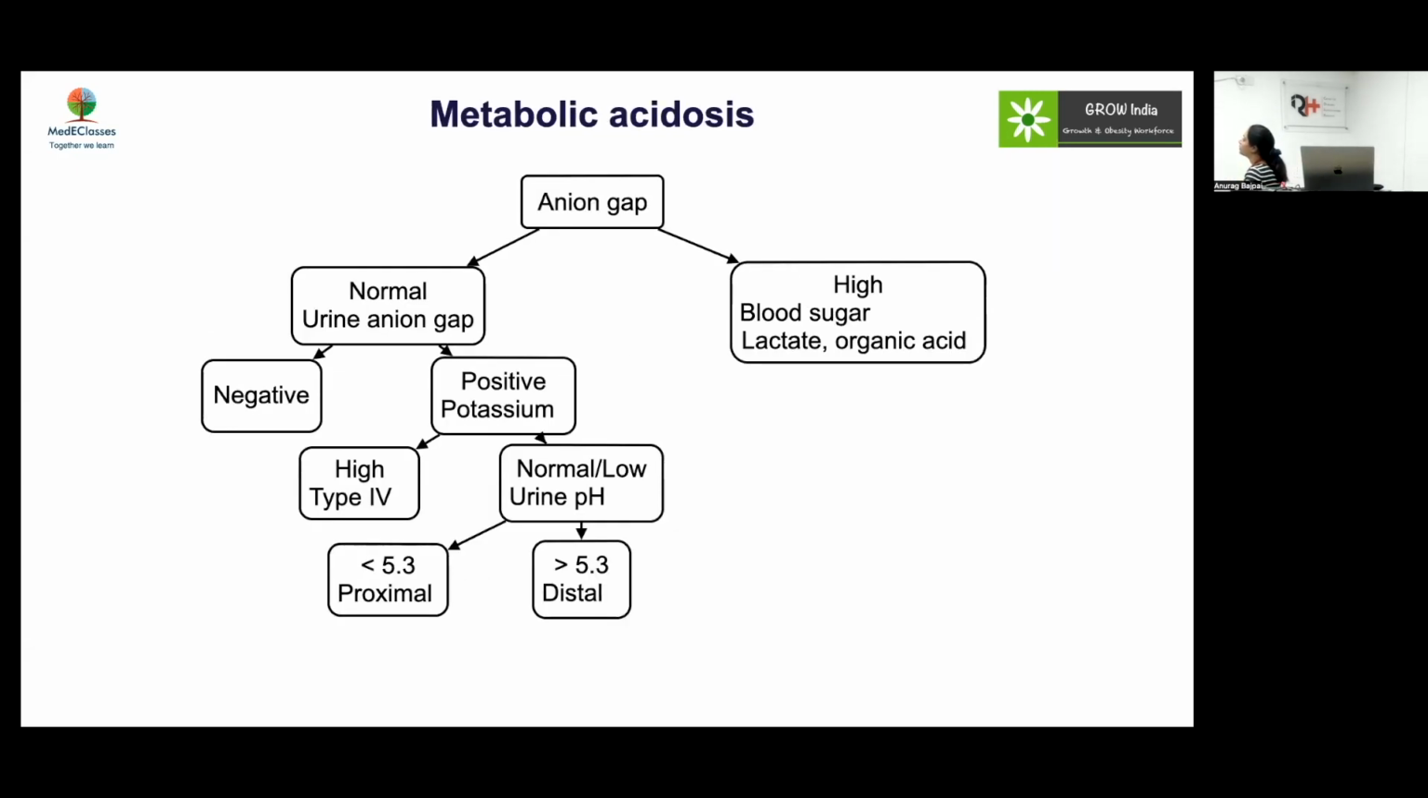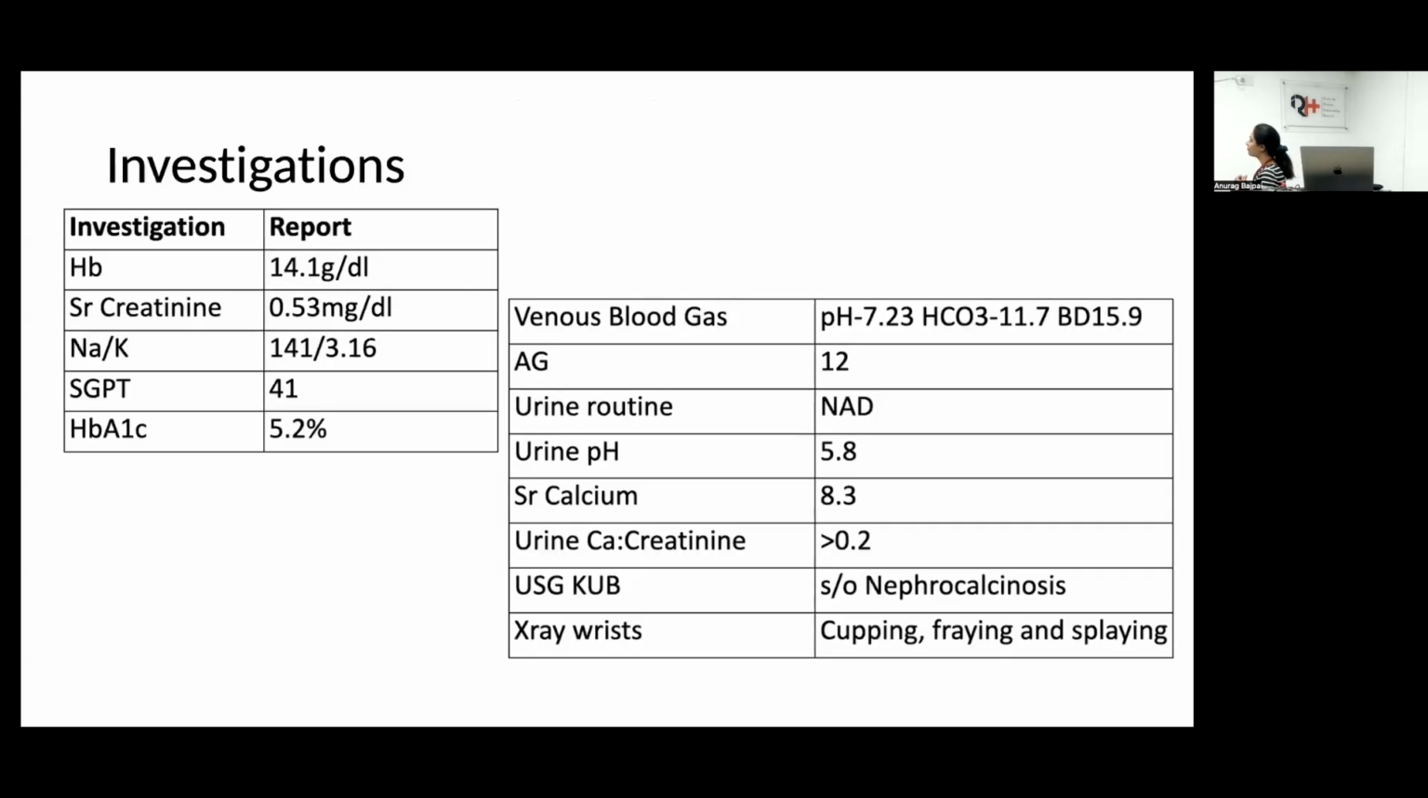If we look at the blood gas, a high anion gap metabolic acidosis will tell us about ketoacidosis, lactic acidosis, organic acidemia. But in presence of normal anion gap metabolic acidosis, if the urine anion gap is positive, look at potassium. High potassium will suggest type 4 hyperkalemic RTA, and in presence of normal or low potassium, look at urine pH. If it is low, then we're looking at proximal, and if it is high, we're looking at distal RTA.